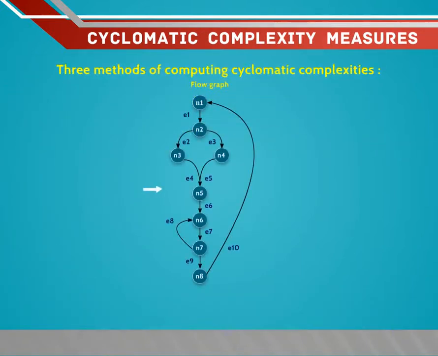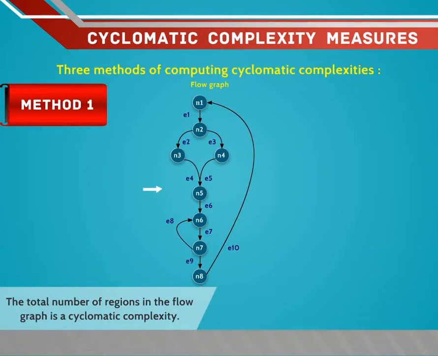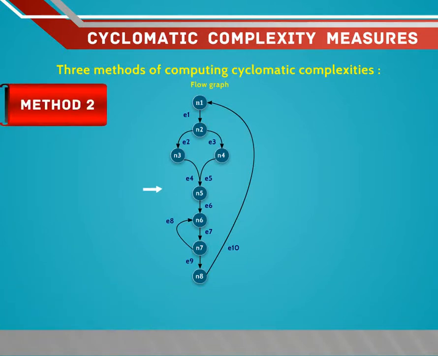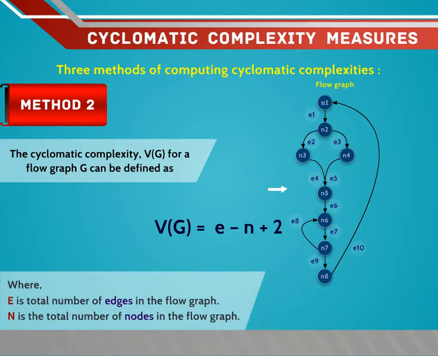3 methods of computing cyclomatic complexities. Method 1. The total number of regions in the flow graph is the cyclomatic complexity. Method 2. The cyclomatic complexity V of G for a flow graph G can be defined as V of G is equal to E minus N plus 2, where E is the total number of edges in the flow graph, N is the total number of nodes in the flow graph.